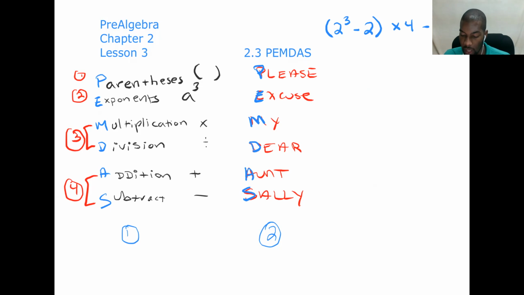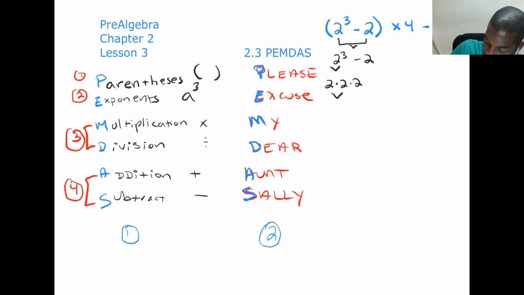Let's take a look. Start with P, my parentheses. What goes on in my parentheses today? I have 2 cubed minus 2. So I need to deal with this first. So 2 cubed minus 2 needs to be evaluated. In the same way, I say, okay, do I have anything I can deal with? Well, I can deal with the exponent first. And the exponent for 2 cubed is 2 to the 3rd power, which is the same thing as saying 2 times 2 times 2. Let's deal with this first. 2 times 2 is 4. 4 times 2 is 8. So really, this 2 cubed is 8.